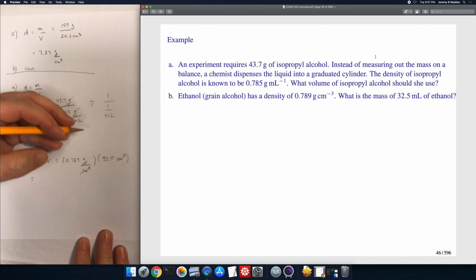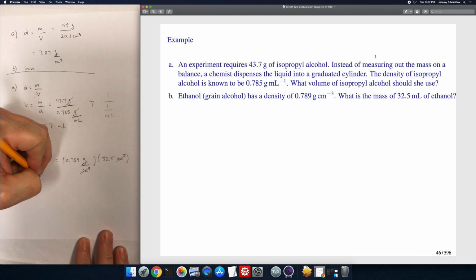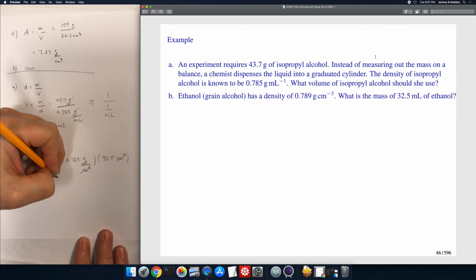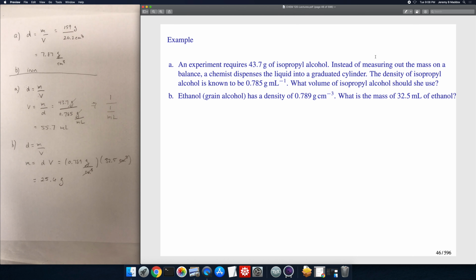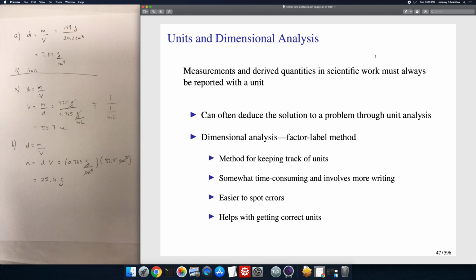So I'm getting 25.6 grams out of that calculation. Okay, so you want to be able to use the density formula, and you need to be able to rearrange it in different ways. So given any two quantities in this equation, you need to be able to find the third quantity. Right.